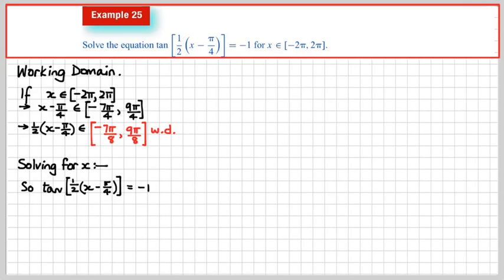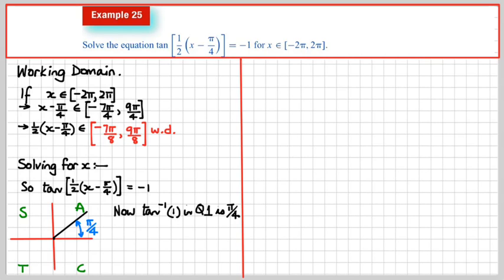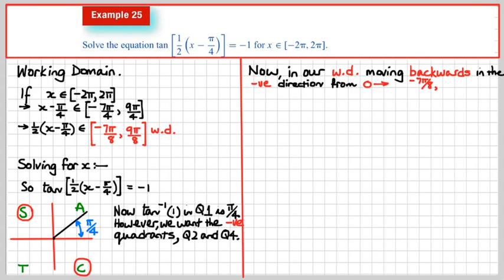Now we're just going to get a basic angle, and we're going to fiddle with it within our working domain. So it's a basic angle of pi on 4, but of course it's -1, so we don't want quadrant 1, we want the negative quadrants. Yes, that's right, which is those ones.